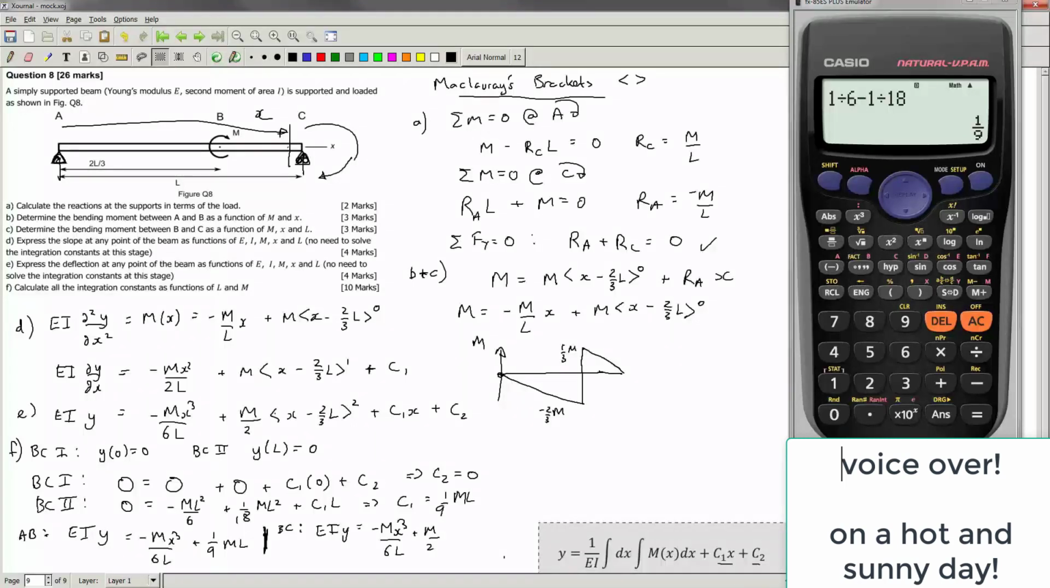Let me get rid of this term and make myself some space. So that's x take away 2/3 L, close the bracket to the power 2, plus our C1 times x. And our C1 is 1/9 ml, and I'm forgetting to multiply it by x. I will notice in a minute when I look at my final answer.